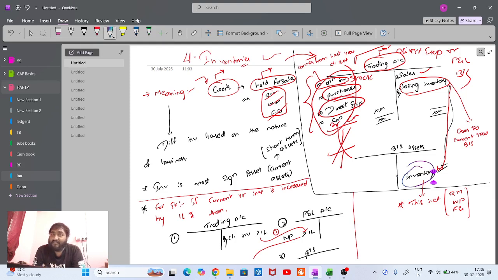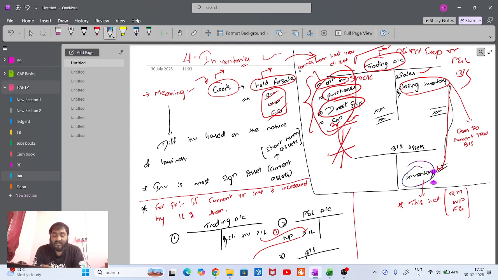Goods that are held for sale are inventory. Some goods that are held for the production of other goods might also come under inventories, depending upon the definition criteria. For here, goods that are held for sale are called inventory. What are the goods that are held for sale? Goods that are in the stock with us.